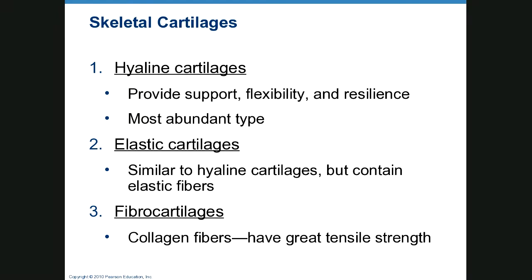Hyaline cartilage is the most common type. It provides support, flexibility, and resilience, and it's also the precursor to most bone. Elastic cartilages are very similar to hyaline cartilages, but they have elastic fibers. Fibrocartilages contain collagen for great strength.